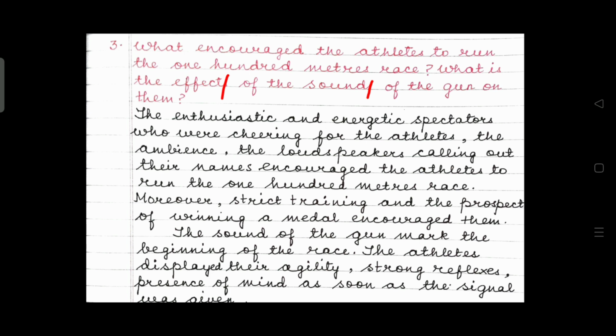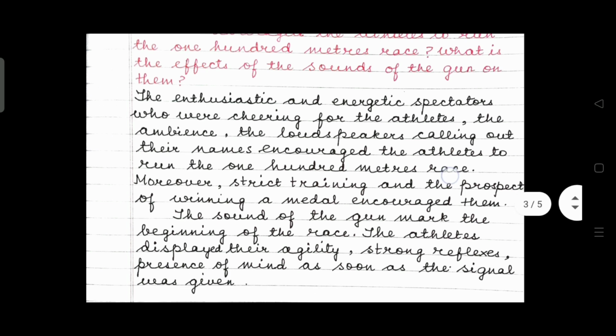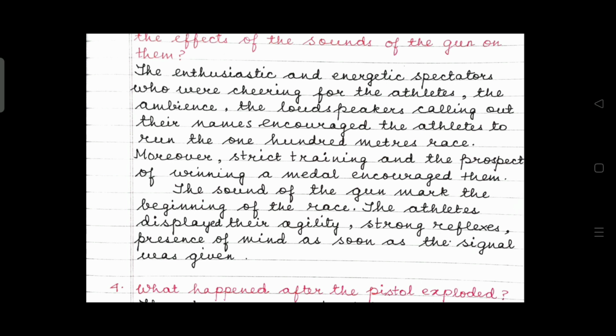Next, what is the effect of the sound of the gun on them? The sound of the gun marks the beginning of the race. So generally, the sound of the gun marks the beginning of the race, any race. The athletes displayed their agility, strong reflexes, presence of mind as soon as the signal was given. So, as soon as the signal was given, they started to run the race. So, it's a test of their agility, strong reflexes, and presence of mind.